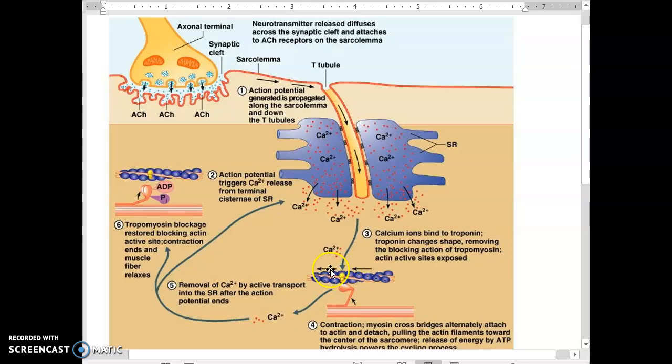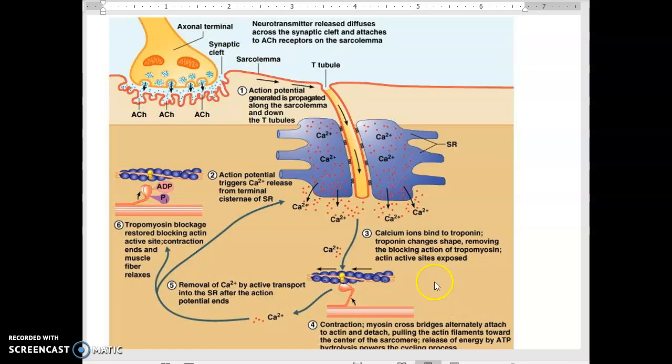So, the contraction occurs, and then it takes energy to move that calcium away and put it back into the sarcoplasmic reticulum to be used later. Now, once the calcium is removed, the contraction is over. And what happens is the tropomyosin will block the myosin from the actin one more time, so the muscle's not being used, and then the calcium is put back into the sarcoplasmic reticulum.